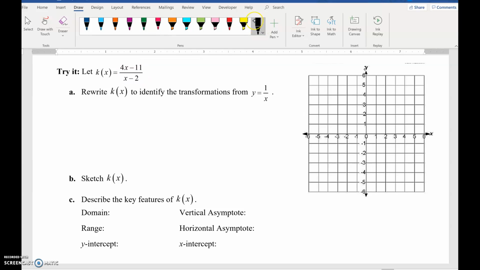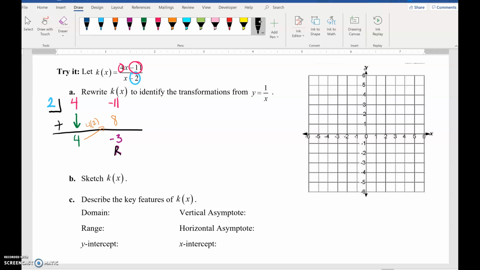So I'm going to start by rewriting it, and I'm going to do some synthetic division. I have a -2, and so a 2 goes here because we do opposite. And then I need my coefficients, so 4 and -11. Then I'm going to bring down the first number, so I have 4. Then I do my multiplication, so 4 times 2 would be 8, and then I add those, and -11 plus 8 would be -3.